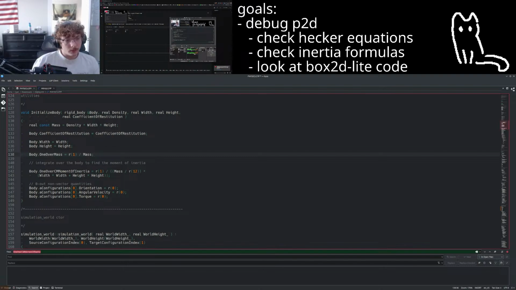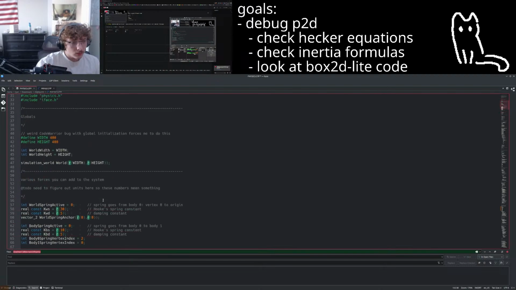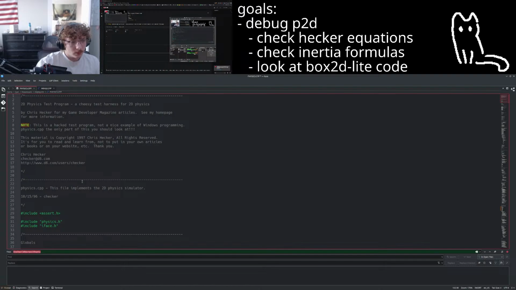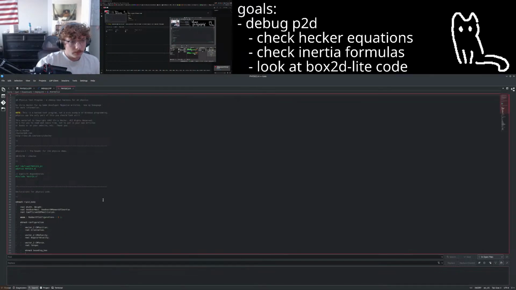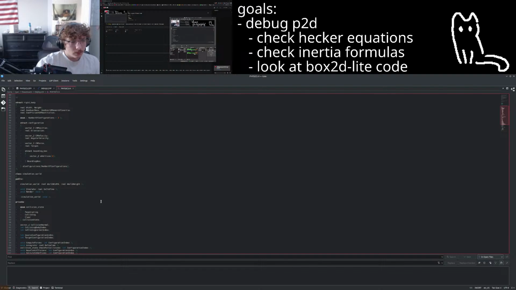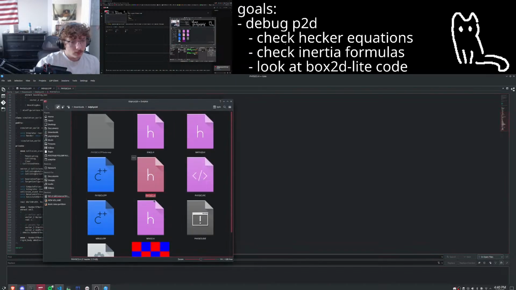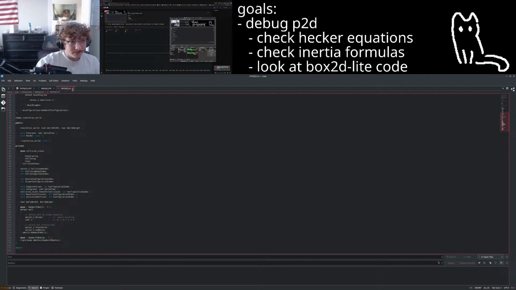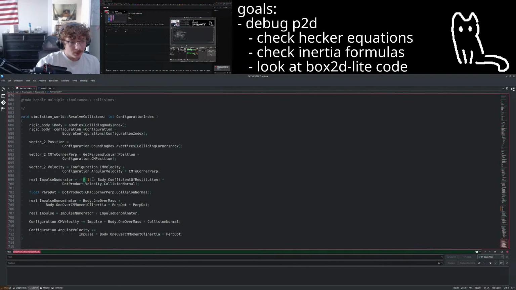Mass over R12. I don't know what R is in this. Is that real? Is that like float? I have no idea. Okay, I don't think this is gonna be very helpful.